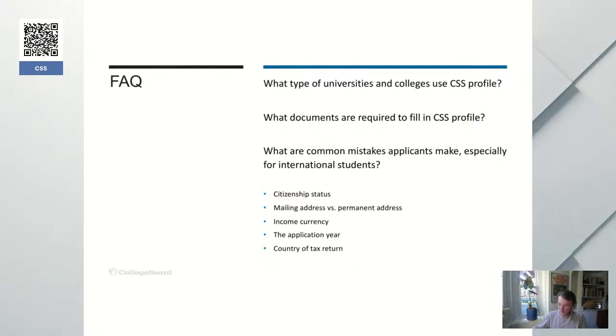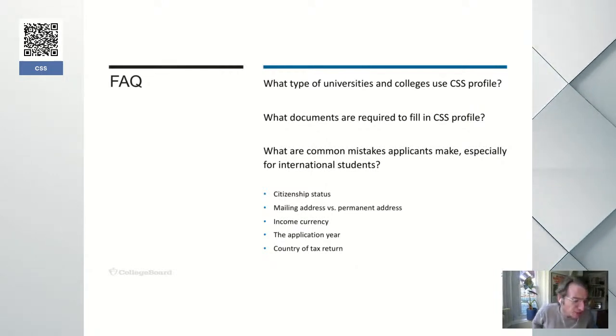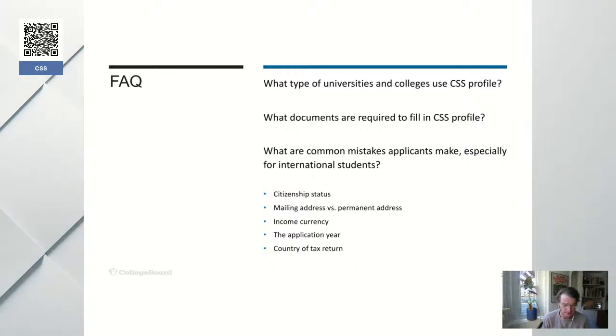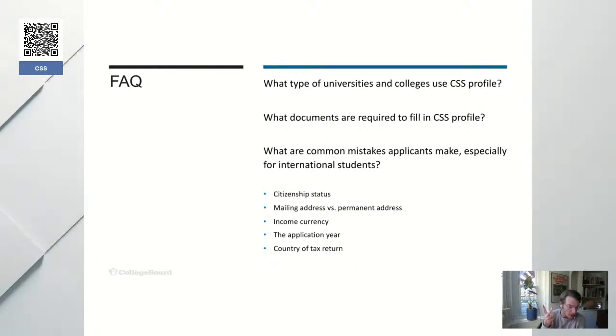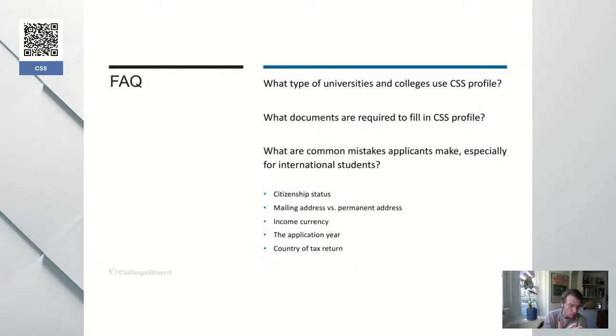So on the CSS profile form, it's not just going to ask you how much money your parents make a year from their job. It's also going to ask them about all of the other ways in which they have money. So for me, for example, if I had a kid applying for college, they would want to know about the value of my home. They would want to know about my retirement investments. They would want to know about my 401k, which is my retirement fund through my work.